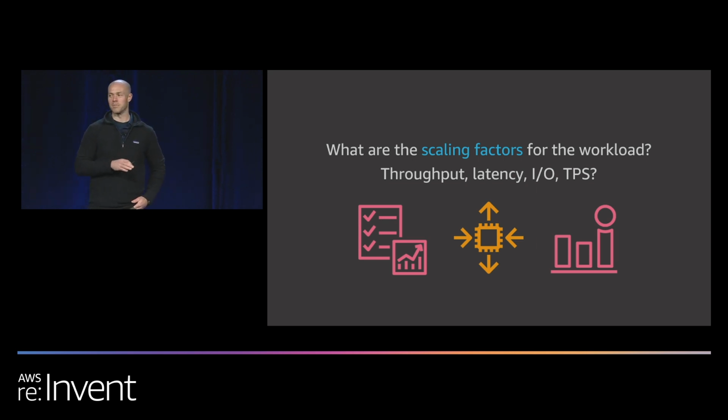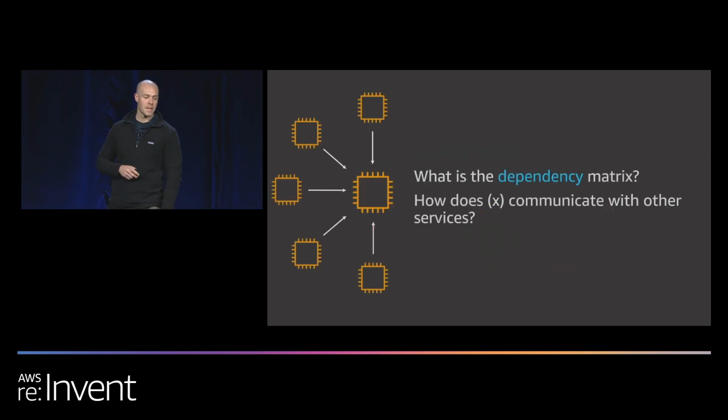And the first one that always comes up is, what is the scaling factor? What am I dealing with here? Is it throughput? Is it latency? Is it I/O bound, TPS, transactions per second? What are we dealing with here? What kind of workload is it?